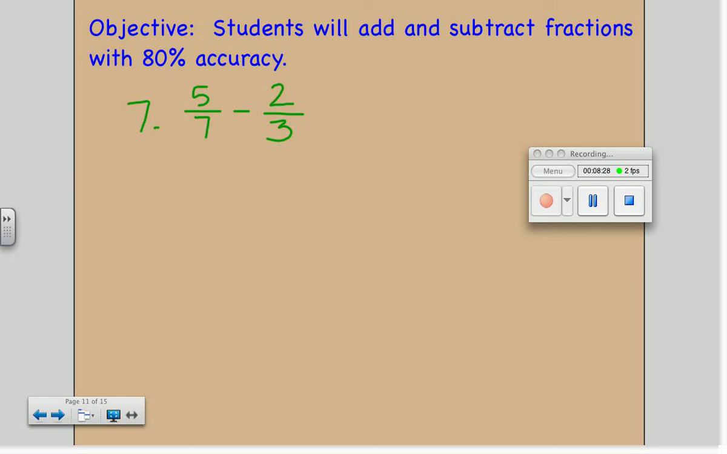Now this one. You're going to count by 7s and 3s until you find a common denominator. 3, 6, 9, 12, 15, 18, 21. I think that's going to be it. 7, 14, no 14 here, okay. 21, there we go, that's it. So we're going to change these to denominators of 21.